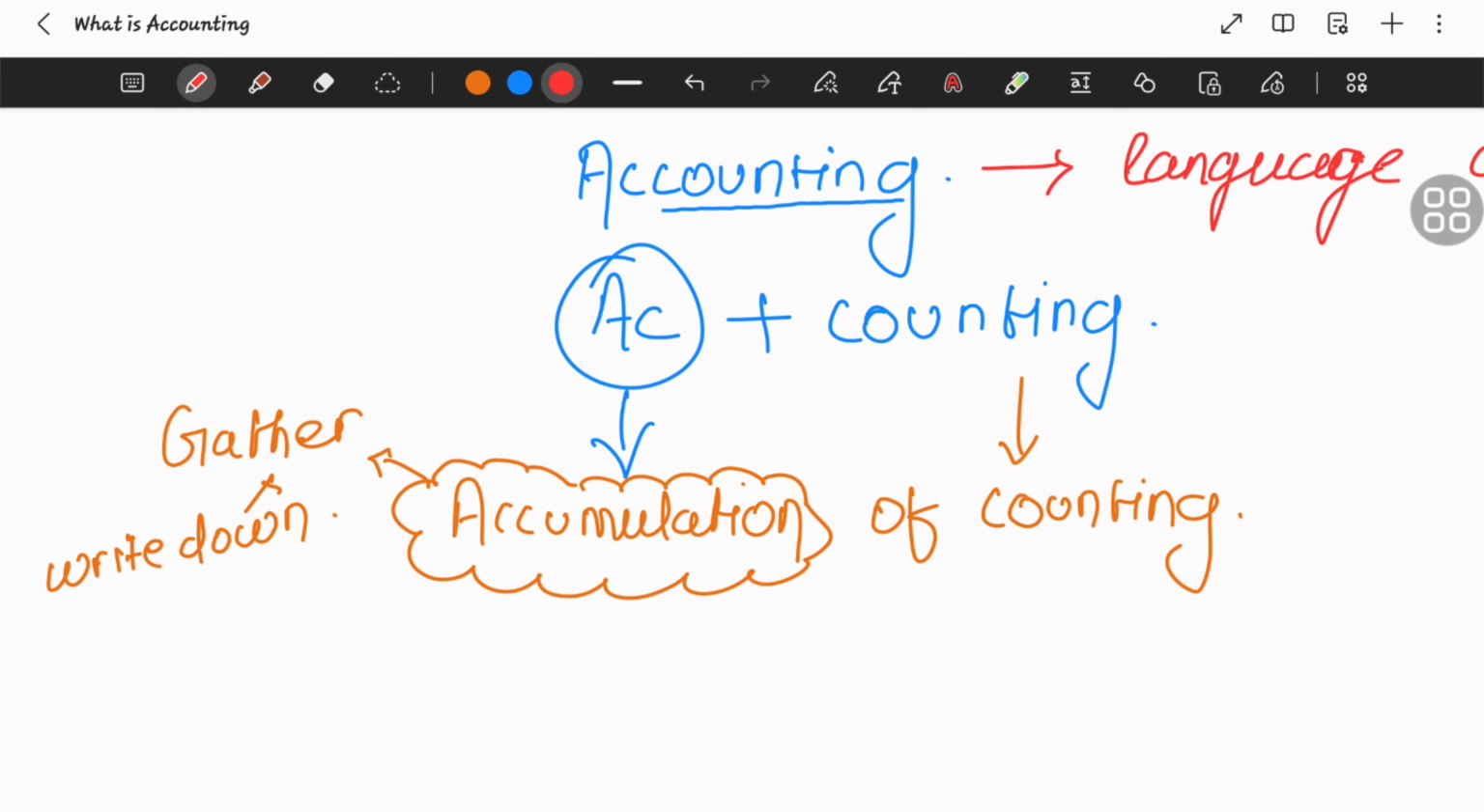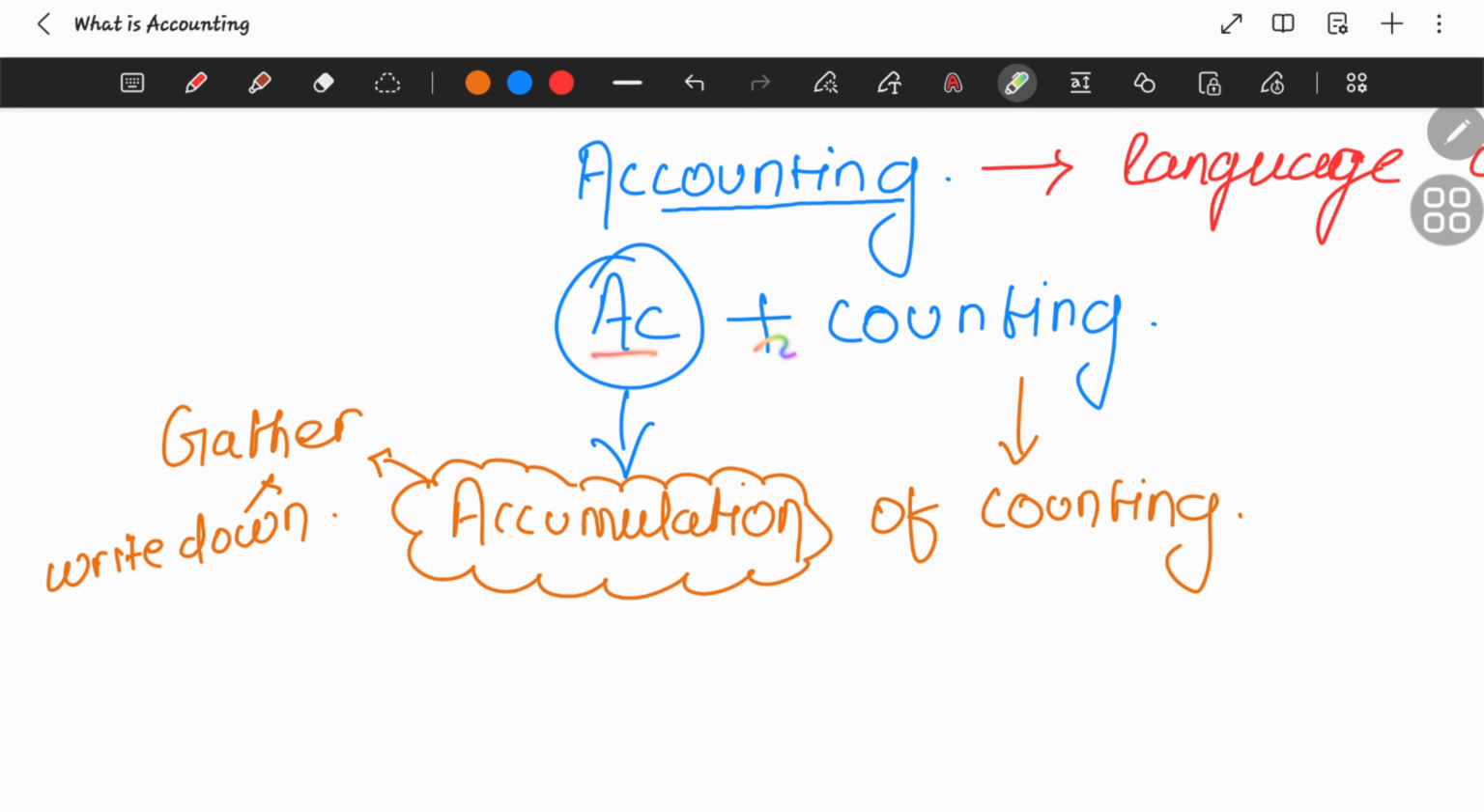So the first question arises, what do you mean by accounting? And when this question arises, I am not talking about any definition by anyone. I am just asking about the basic meaning of accounting. What do you understand when you hear the word accounting as a layman? Right. To understand accounting, we have to break the word, which turns into AC plus counting.